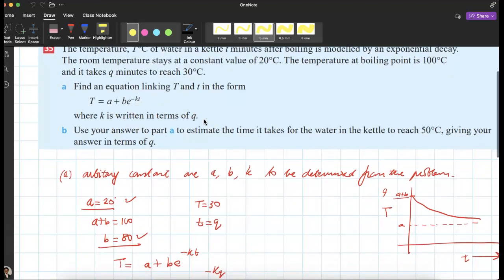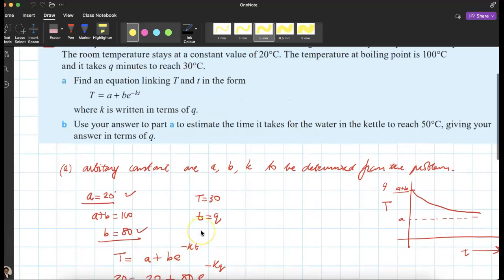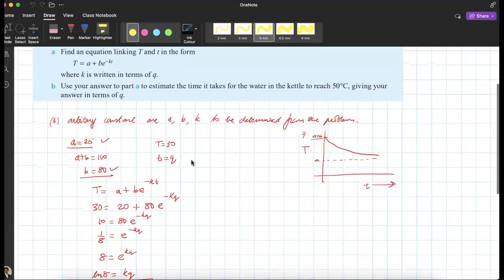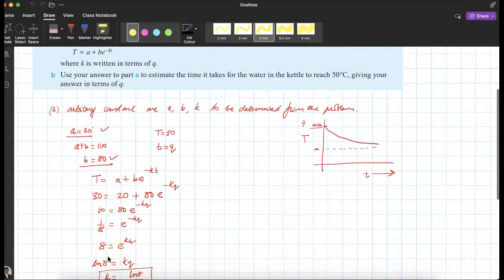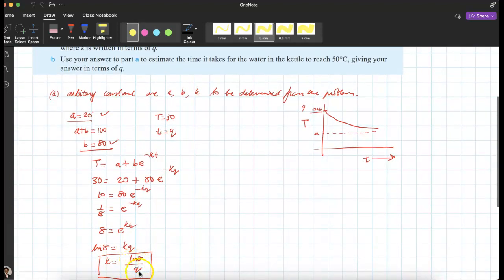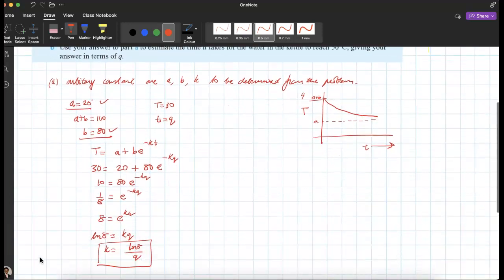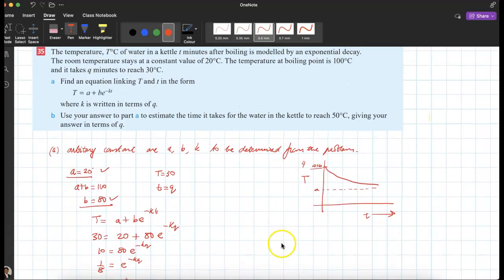Correct? Now if your b is 80 and you substitute all these values in this, you put your temperature as 30 at time Q. You substitute your a, you substitute your b, and you solve for Q. So k is equal to ln 8 over Q. So we got your k in terms of Q. Now use your answer in part a to estimate the time it takes to reach 50 degrees Celsius.